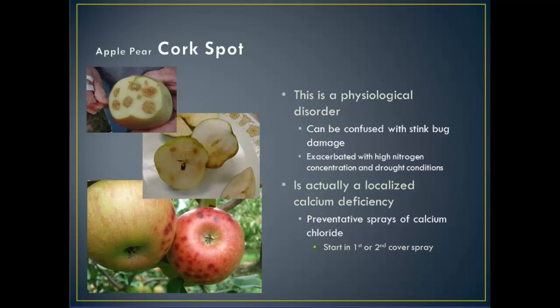And calcium chloride is available to home gardeners or home orchardists. If you go to a garden center like Lowe's, Home Depot, or Walmart, and look in their fertilizer section, look for what would be purchased if you had blossom end rot for tomatoes, because that is calcium chloride and it can be used on apples as well.